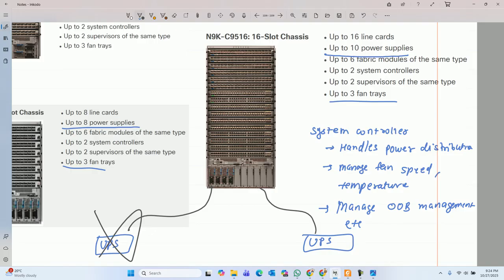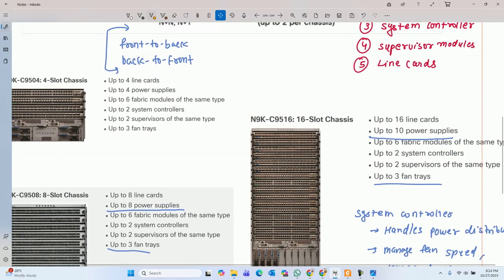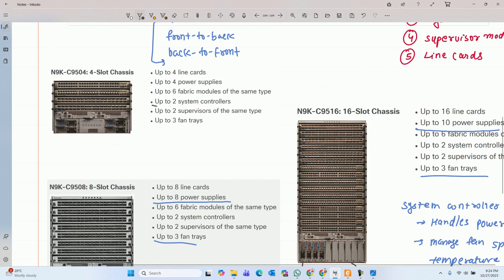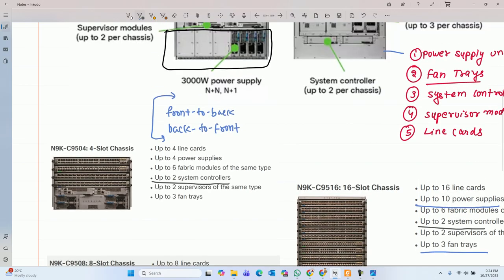After that, you can see here we have the system controller. In the 9504 you have two system controllers, because two system controllers are enough.